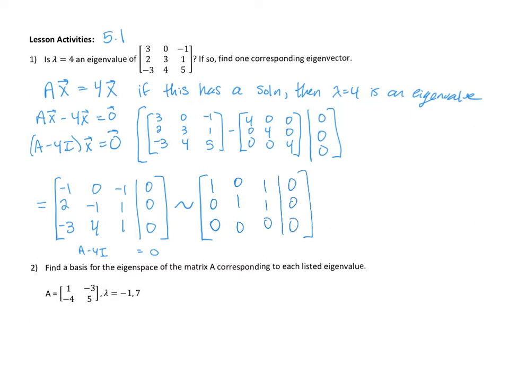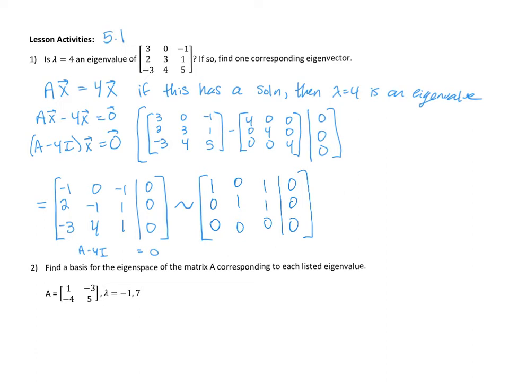So we don't have any rows that tell us 0 equals a number. This, in fact, has a free variable, so there are infinitely many solutions, which means lambda equals 4 is an eigenvalue. So just knowing that this is a consistent system is enough to say, yes, lambda equals 4 is an eigenvalue. But we also want to find one eigenvector, which means finding at least one solution to this system.